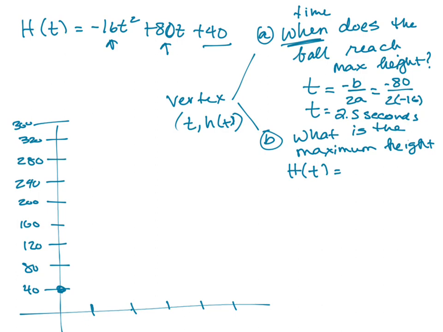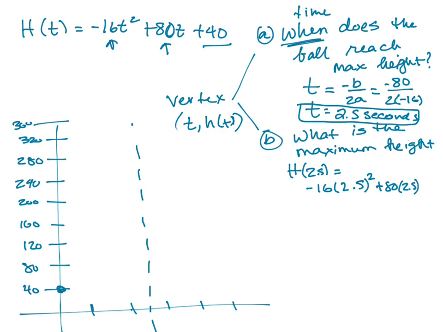At t equals 2.5 seconds, so I'm going to let this be 1, 2, 3, 4, 5. At t equals 2.5 seconds, so somewhere right in here, the ball reaches a max height. What's the second question here? What is the max height? So how do we find that? We need h of 2.5, right? That's what we're looking for. We're going to plug in that 2.5 for t, and we're going to see how high was it then. h of 2.5. So negative 16 times 2.5 squared plus 80 times 2.5 plus 40.